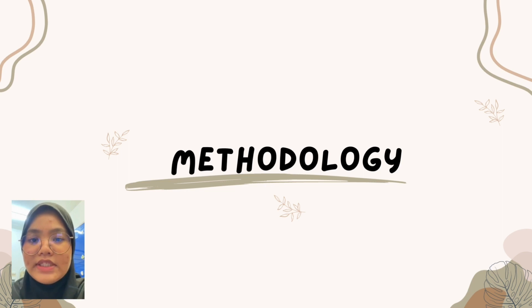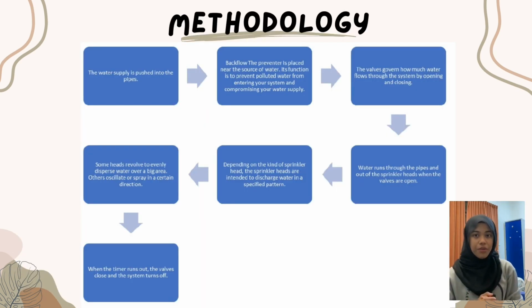The timer was installed at the tap that connects to the direct pipeline, and it can be switched on and off as needed to water the plant, and after that the process is complete. So, here is the flow of how this product works. For the methodology part, we have organized the information into a flowchart.